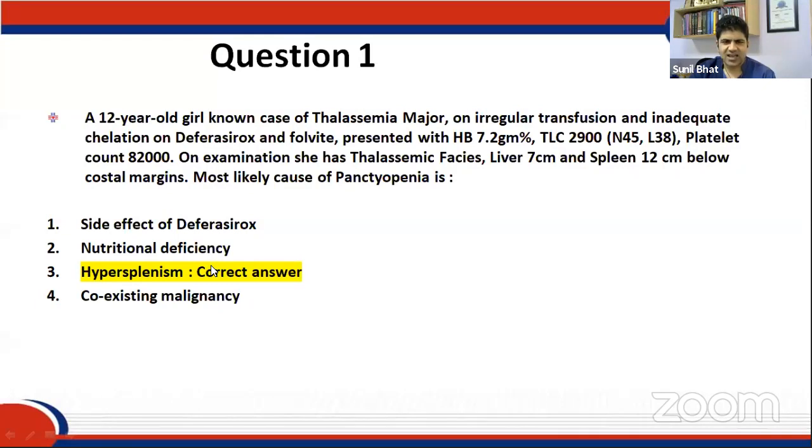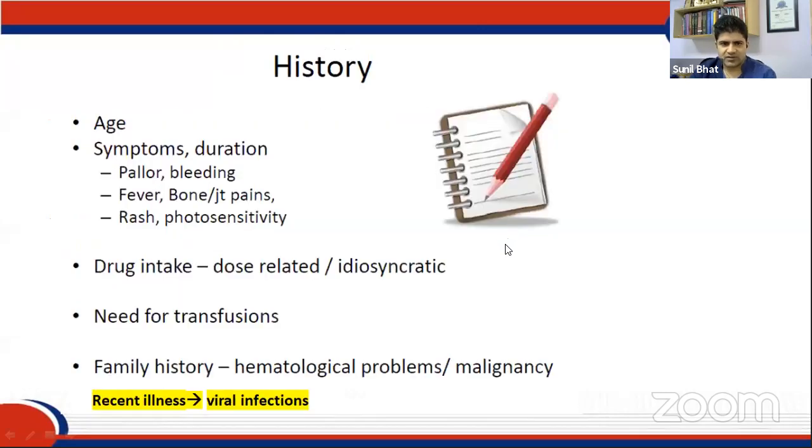Nutritional deficiencies are unlikely, although folate deficiency can manifest as aplastic crisis, but that was deliberately mentioned. She's on folate already. And malignancy is unlikely because there's already a diagnosis, and the spleen is quite big, 12 centimeters. So probably she's got hypersplenism and sequestration because of that.